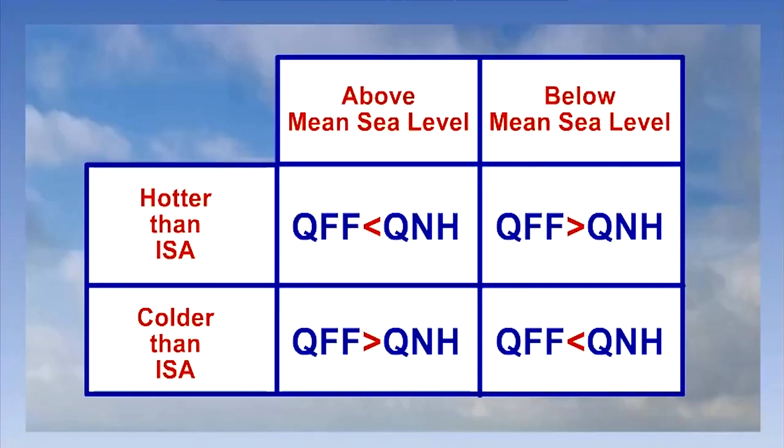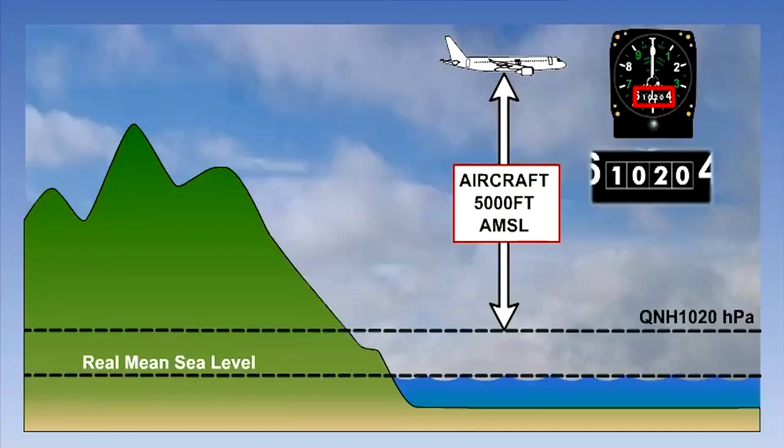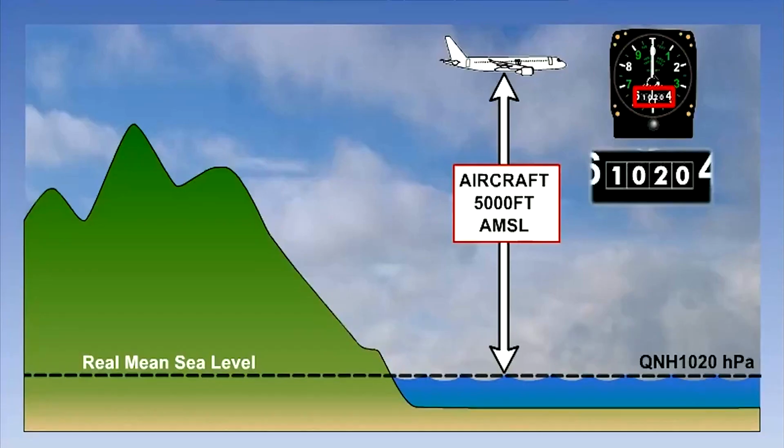Lastly, here is a summary diagram to show the relationship of QNH and QFF in all conditions. Even though QNH does not accurately measure sea level pressure unless the atmosphere is ISA, we have to use it as mean sea level because our altimeter is calibrated using ISA conditions. We will of course have an error, and later in this lesson we'll see how to calculate this error.